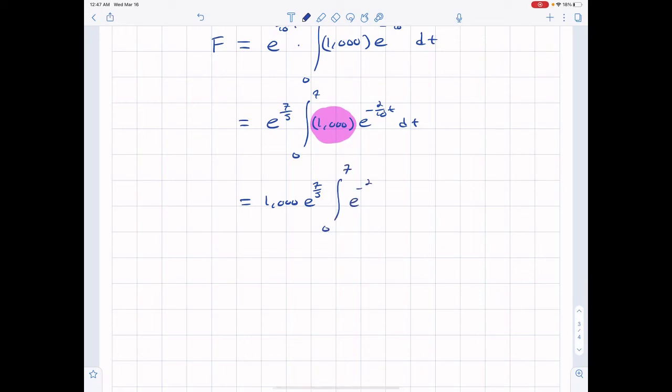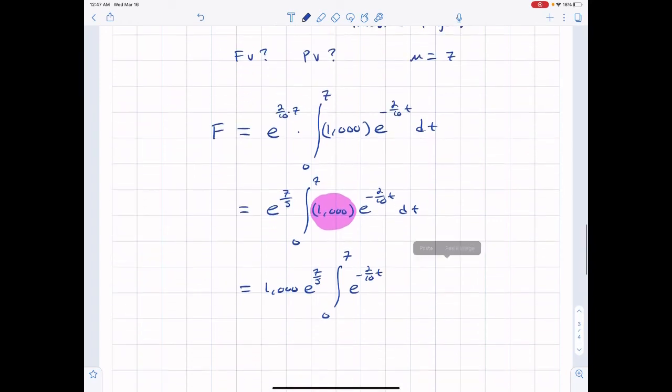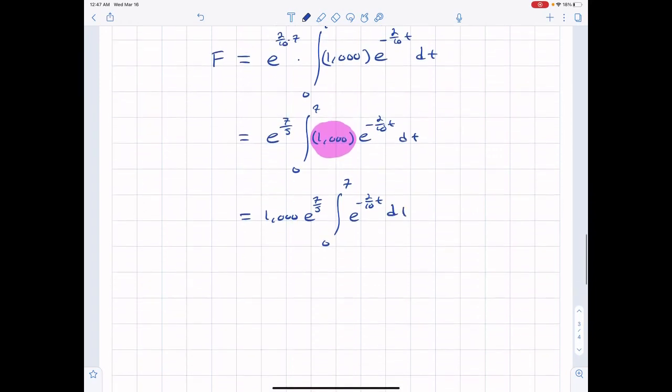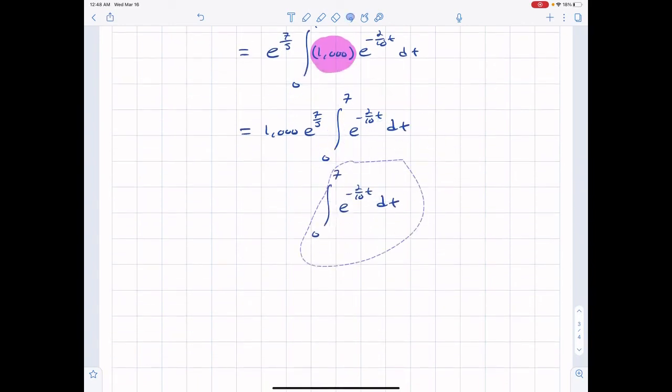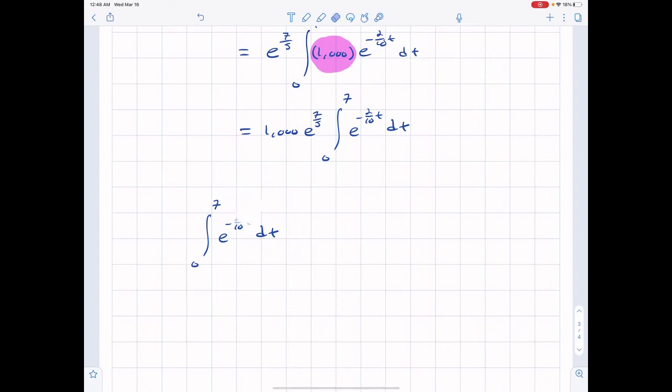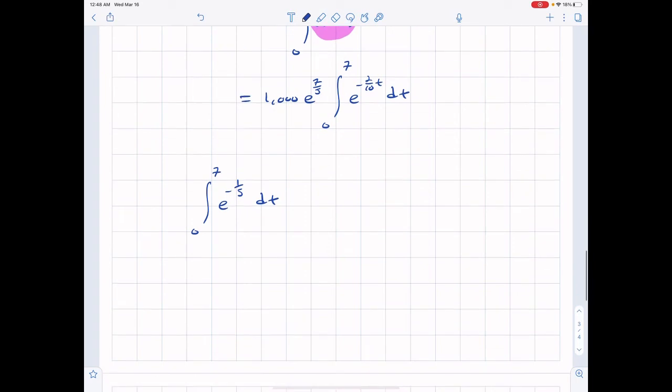From 0 to 7 of e to the negative 2 over 10 t dt. And so now all I have to do is evaluate this integral. And how do I do this? Well, first I can simplify the 2 over 10. I can make this a 1 over 5.